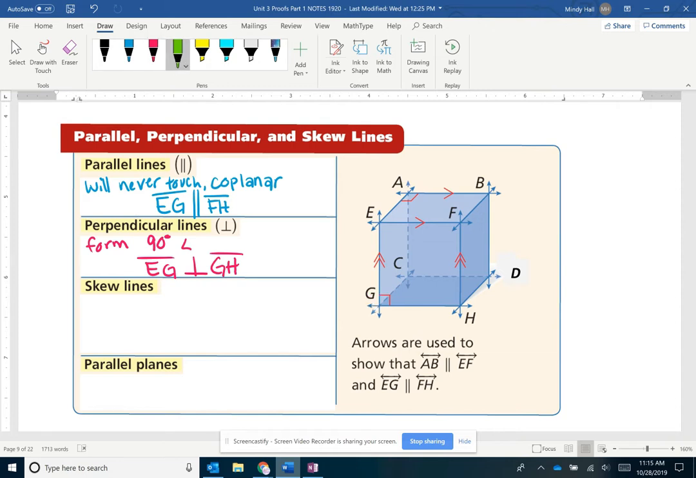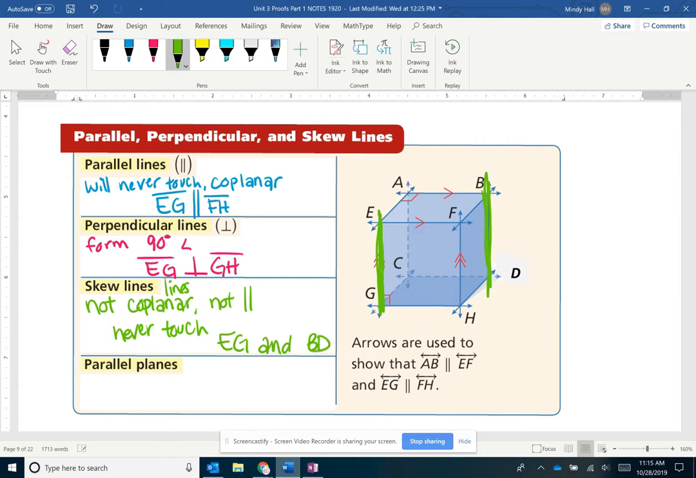So for skew lines, these are the ones that people probably mess up the most. They are not coplanar, so they do not lie on the same plane, and they are not parallel, but they will never touch. Keep in mind that these are lines that are not coplanar, not parallel, and never touch. If I'm talking about EG, I could not use FH because it sits on the same plane. But I could say that BD is skew to EG because these will never touch; in a 3-dimensional way, BD is behind EG. Essentially, they just can't be on the same face of the shape that you have.